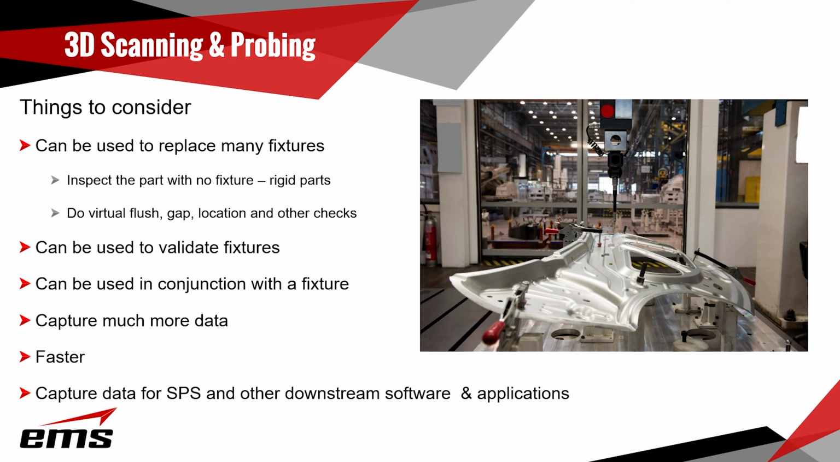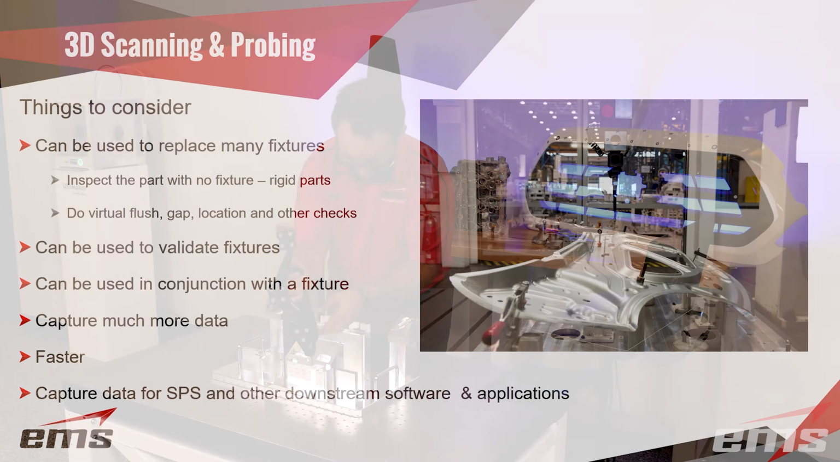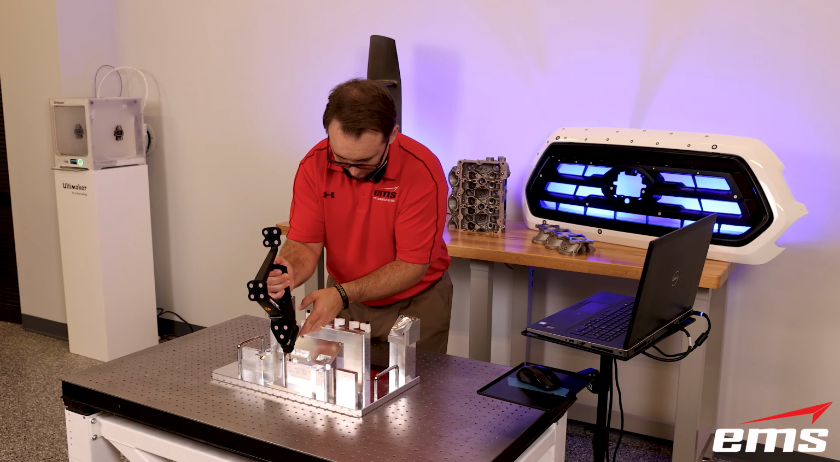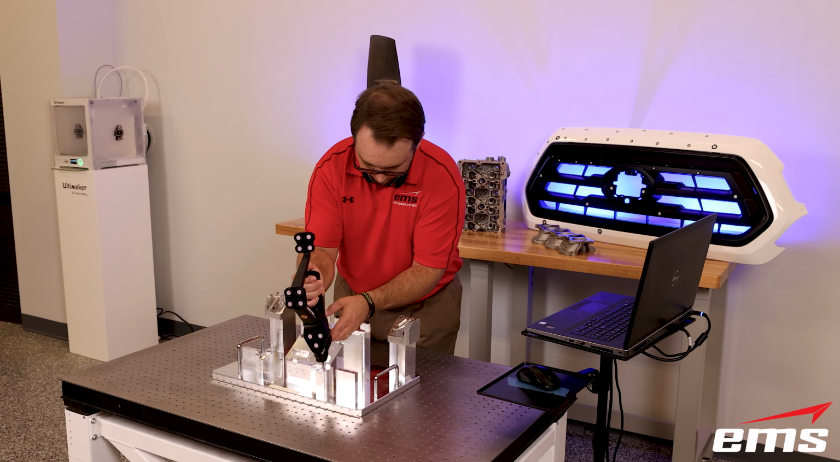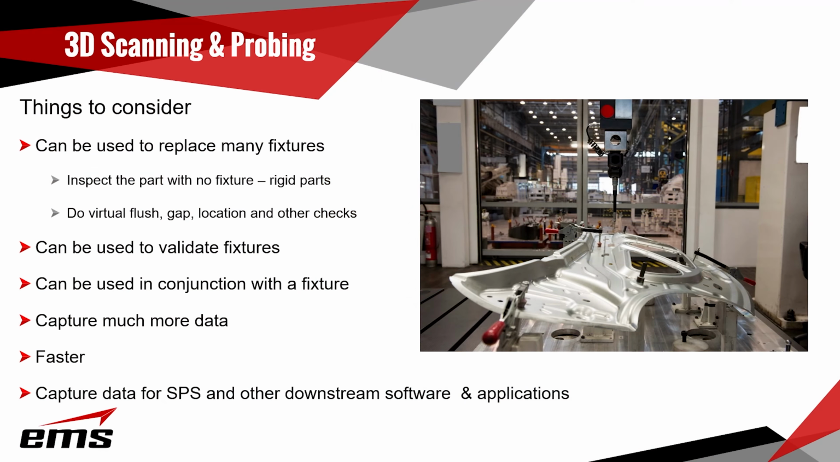3D scanning and probing also helps to validate a fixture. Before you can start using a fixture, you need to know that fixture is correct. If there's nests or certain areas that a part has to sit on and then it gets clamped down, you want to make sure those are right. Otherwise, they may deform the part or put it in a position that is not correct. And again, we're going to go into more detail.